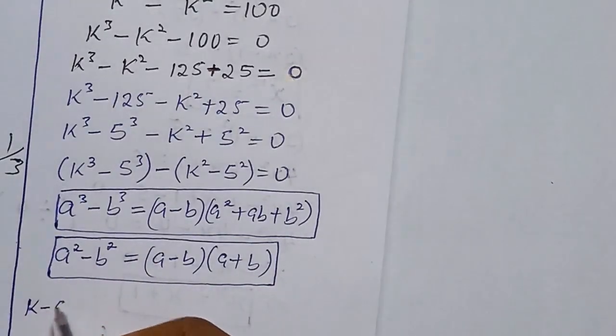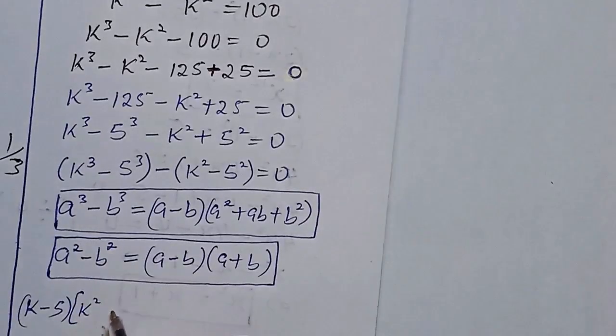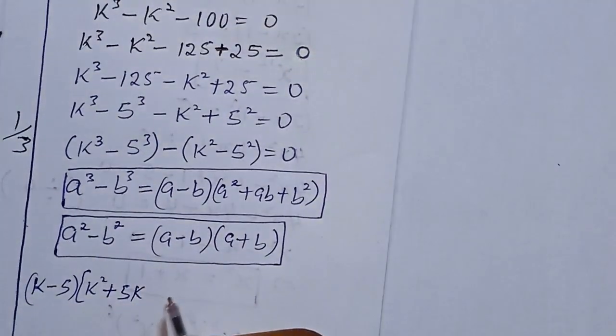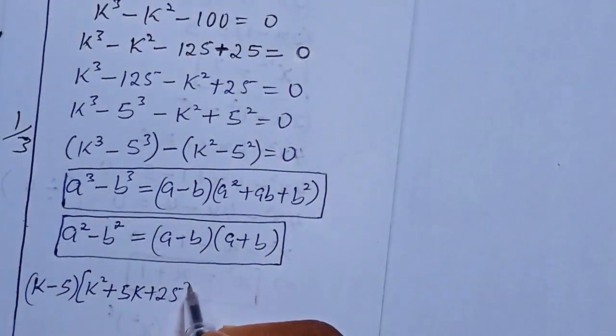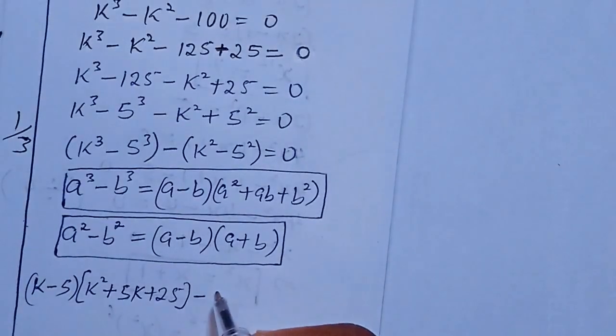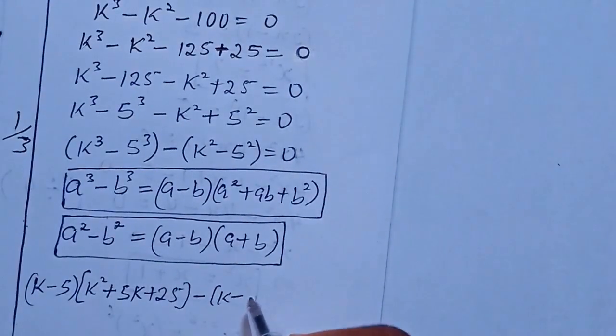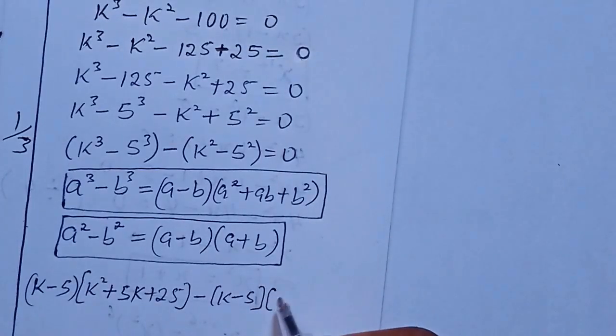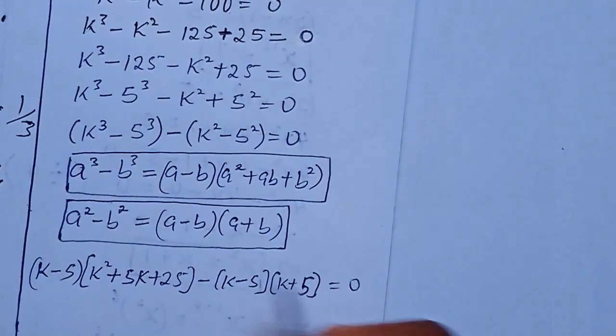This can now be written as k minus 5 into bracket, then k squared plus 5k plus 25, then minus k minus 5 into bracket, then k plus 5 into bracket, all equal to 0. So from here we found out that k minus 5 is at this side and at this side.